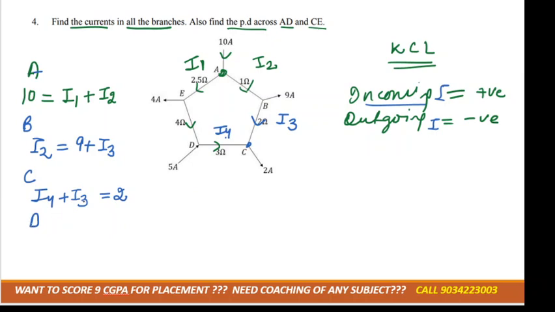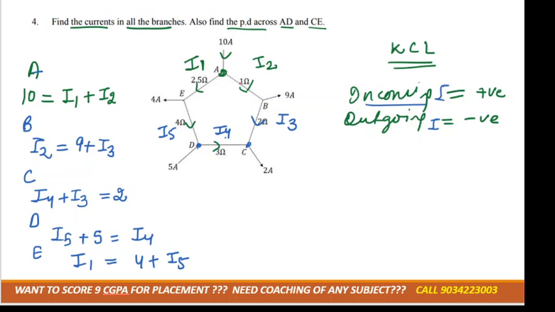Now move to node D. Just imagine here I5 current is flowing. So I5 and 5 ampere are the incoming current and I4 is the outgoing current with respect to node D, correct? Now move to node E. How much is the current moving? That is I1 is the incoming current and 4 ampere and I5 are the outgoing current, correct? Any doubt?